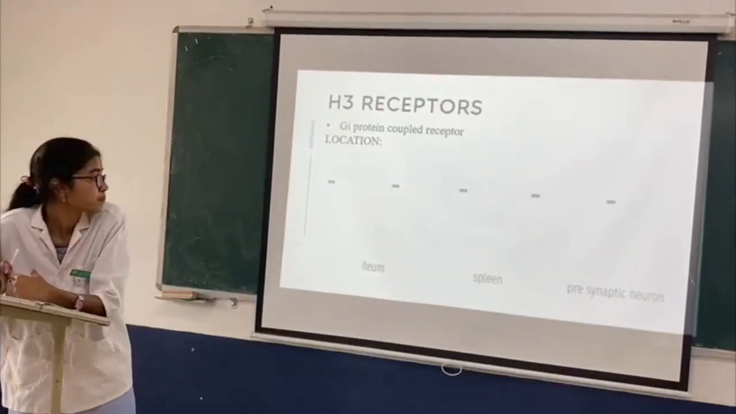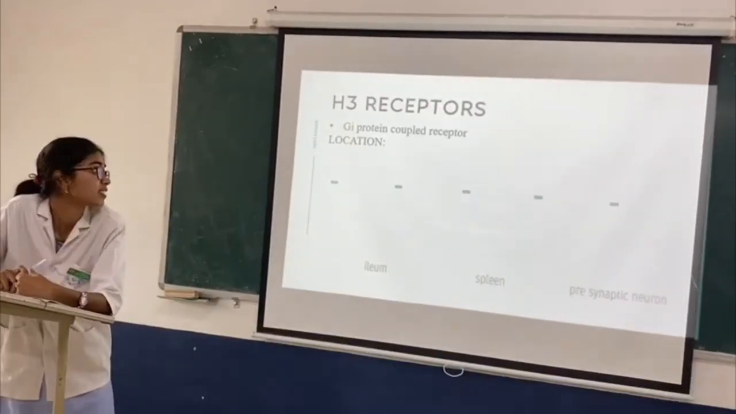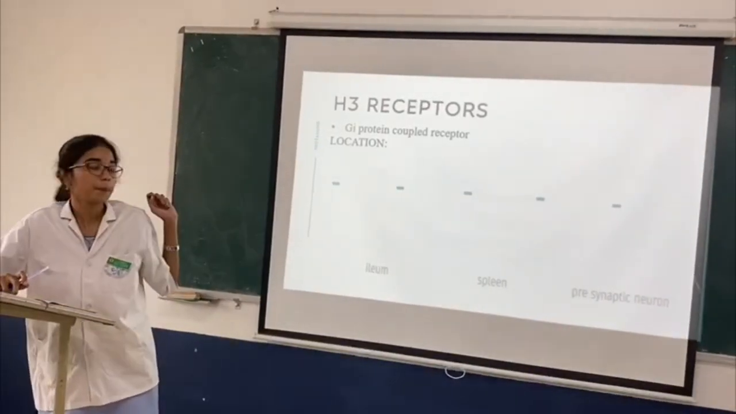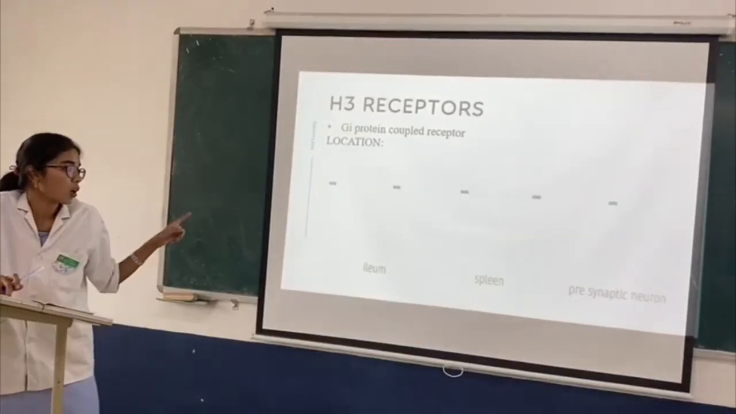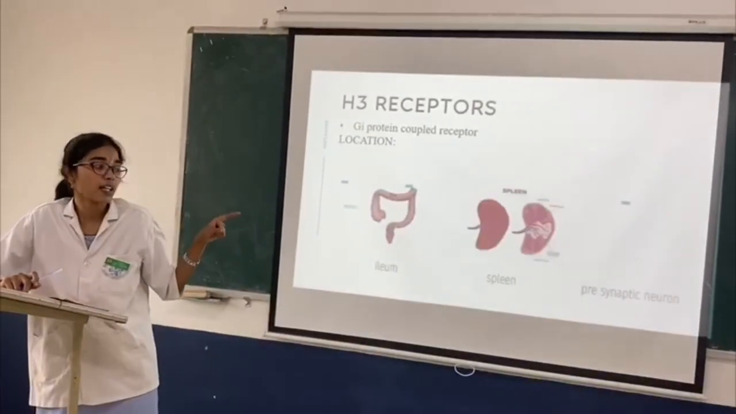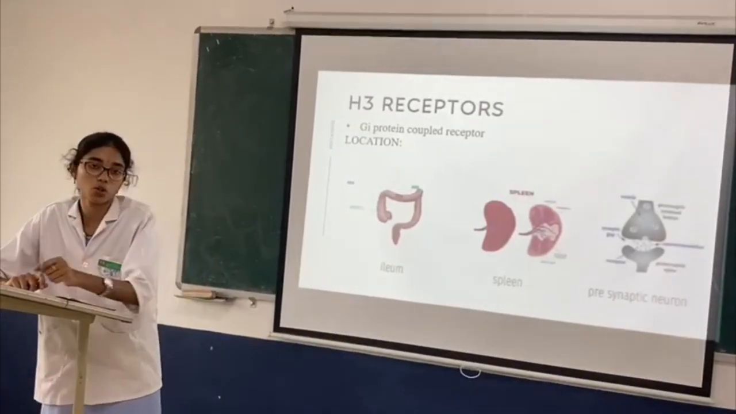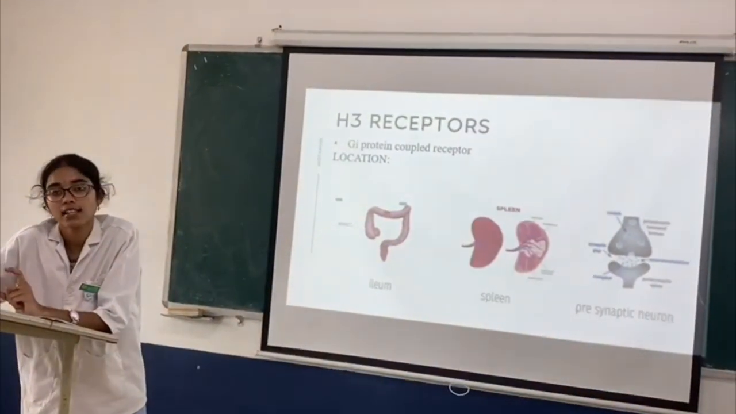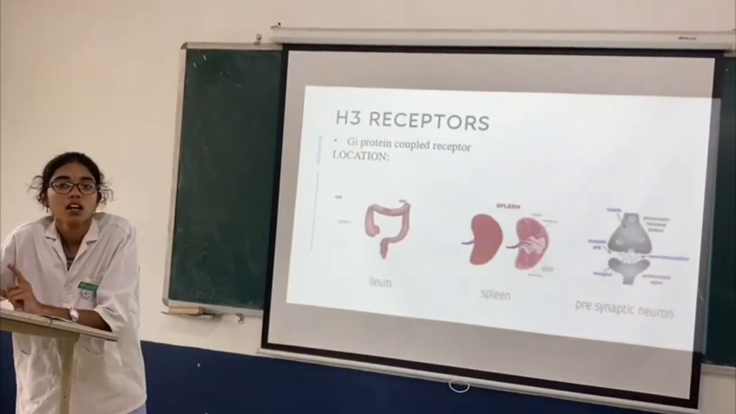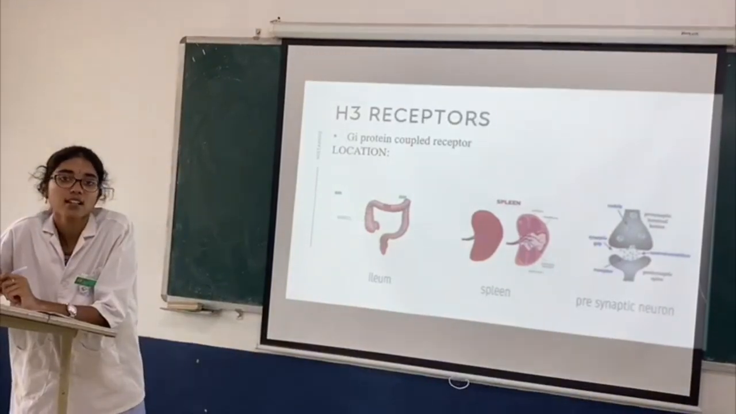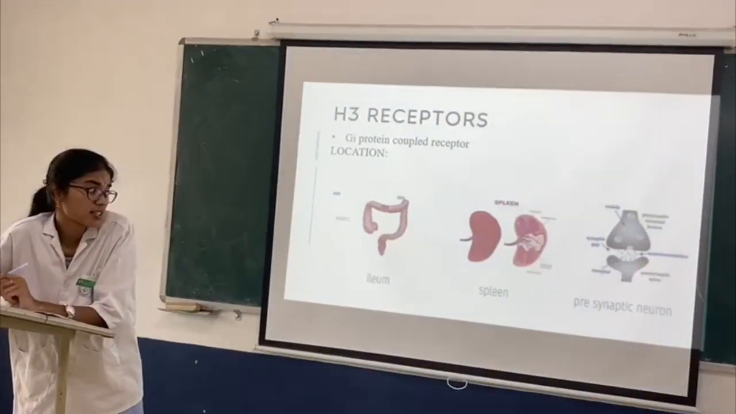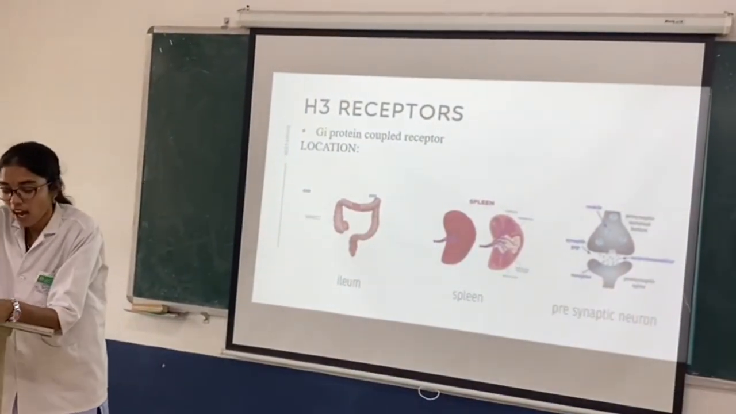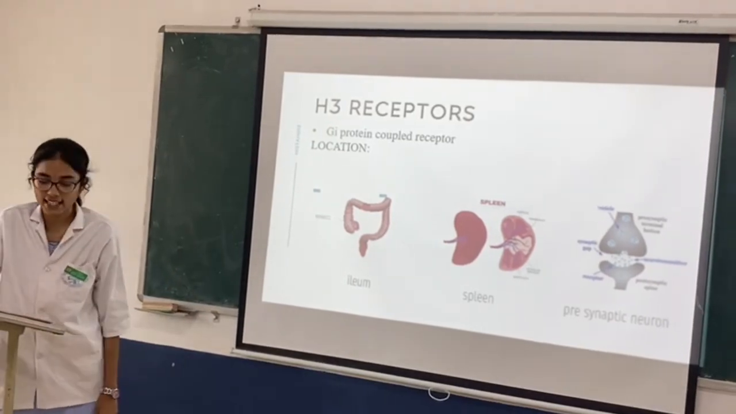and ranitidine. Coming to the H3 receptors, these are the Gi protein coupled receptors which are located mainly on the ileum, spleen and brain, predominantly on the presynaptic neurons. Alpha-methylhistamine is a major agonist for H3 receptors, which restricts the calcium influx and reduces the concentration of cyclic AMP.